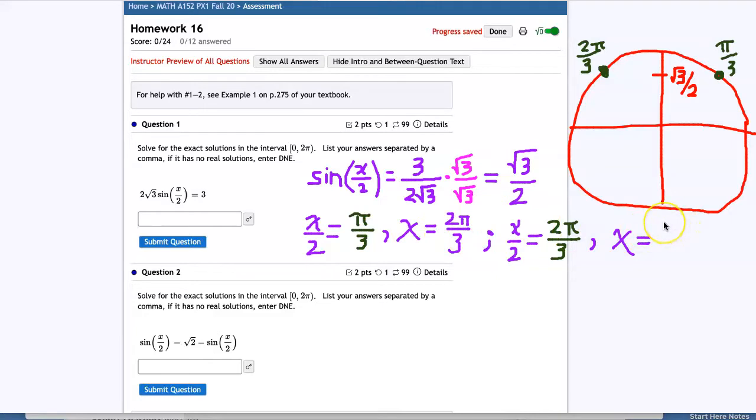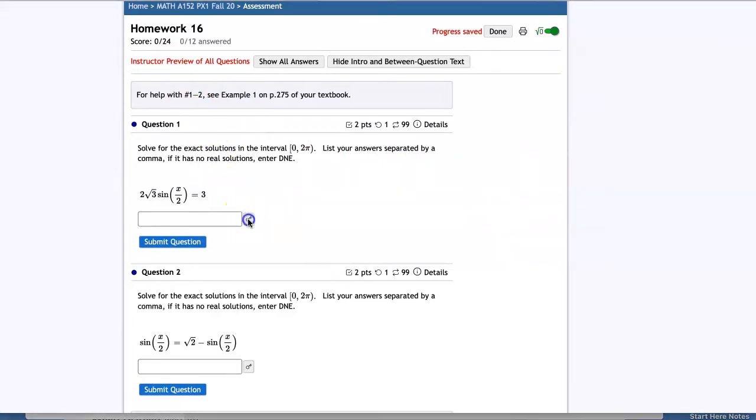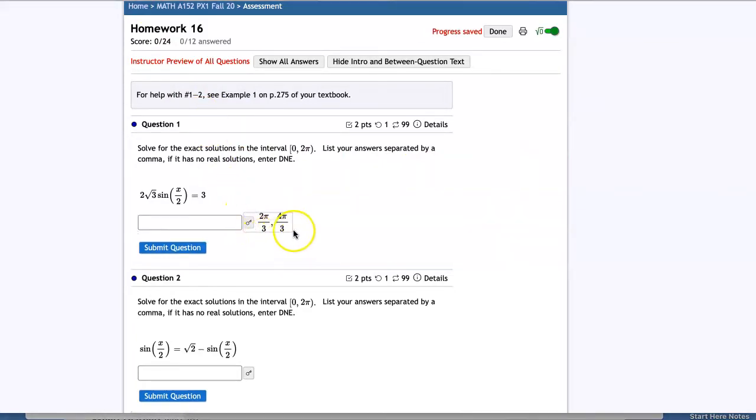So as we were saying, we end up with the value of 4 pi thirds. Now we want to ask ourselves, are these values both between 0 and 2 pi? Because if this second value had been multiplied by 2 and had given you a result that was beyond 2 pi, which would be very possible, then you would want to reject it. But in this particular case, we see that 2 pi thirds and 4 pi thirds are, in fact, the solutions.